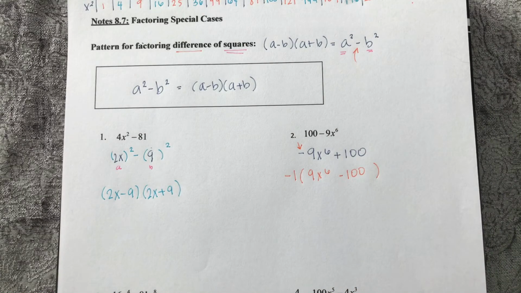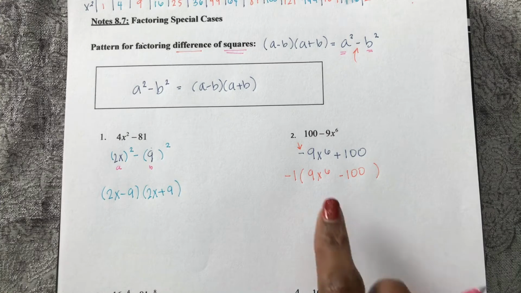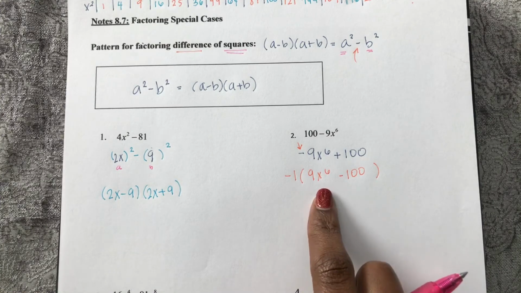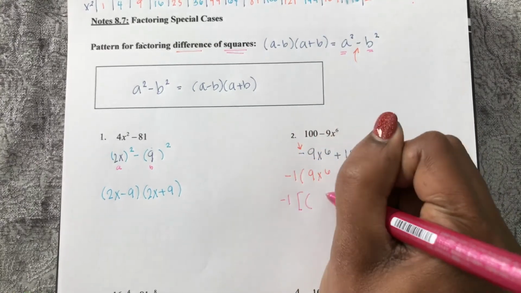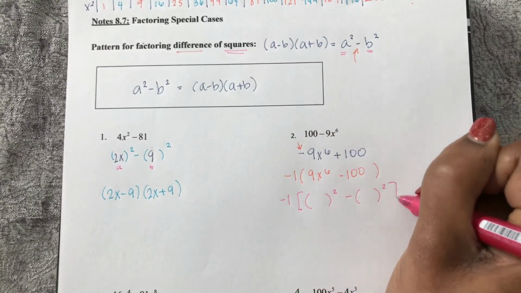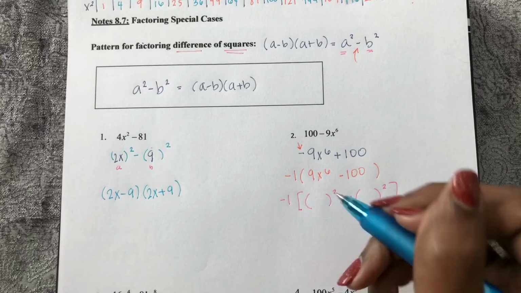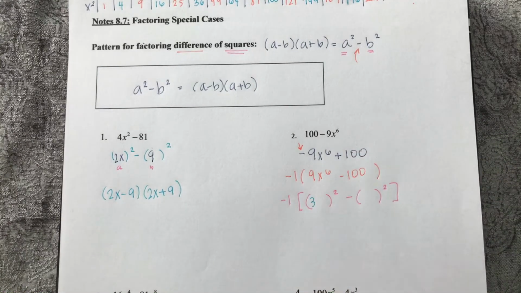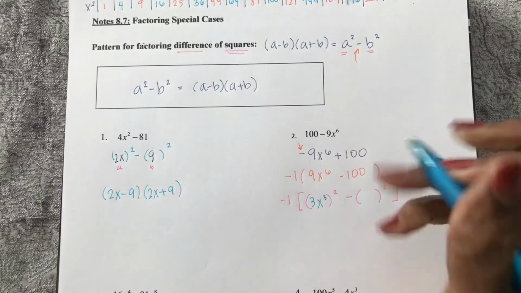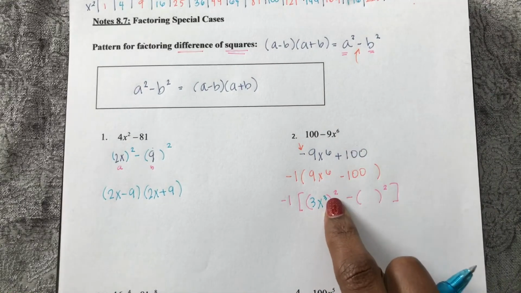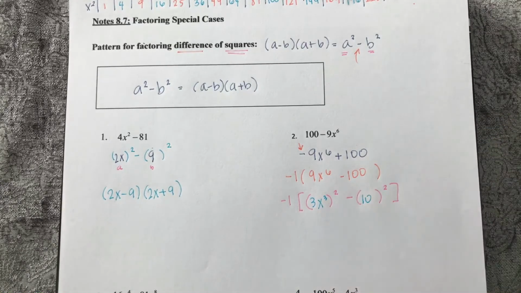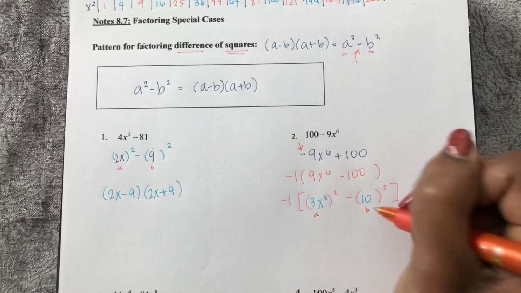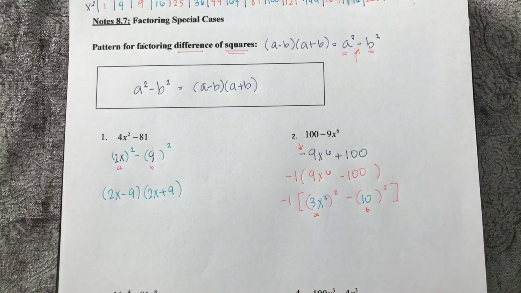So now that I've factored out my negative leading coefficient, I can look at what's left over and recognize what squares are being subtracted. So this is what squared subtracting what being squared. Well, here I know 3 squared makes 9, and x to the 3rd squared makes x to the 6th, because we multiply those exponents. And we know that 10 squared is 100. So now this is my A and my B for my difference of squares pattern.